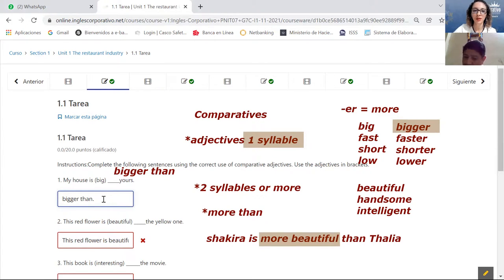Además, also, we have exceptions. Hay excepciones. Para todas las reglas hay excepciones. Entonces, hay unas palabras que aunque solo es de una sílaba, su comparativo cambia totalmente, que es el que le aparece en la tarea número 5 de esta misma. Le aparece good, si no me equivoco. Entonces, para good, el comparativo es better. Para bad, the comparative form is worse.